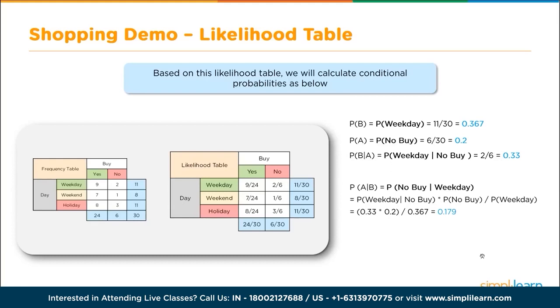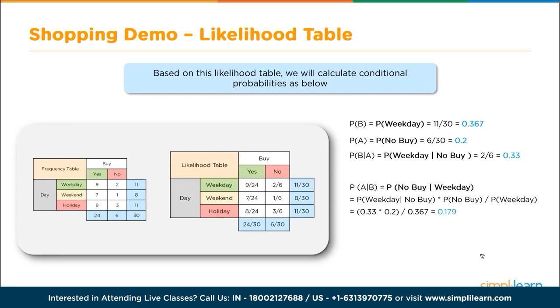And the probability of a weekday no purchase is roughly 2 out of 6. So 2 out of 6 of our no purchases were made on the weekday. And then finally we take our P of AB. If you look, we've kept the symbols up there. We got the probability of B, probability of A, probability of B if A.